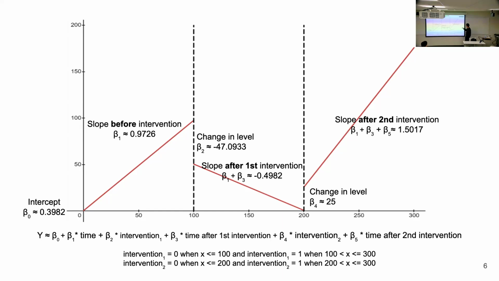And last time we did some mathematical deductions to conclude that the slope of this line is indeed beta 1 plus beta 3, not just beta 3. It's hard to explain, but it's indeed this plus this. And the slope after the second intervention will be the 3 coefficients added together, of the first, second, and third outputs from the regression model in R.